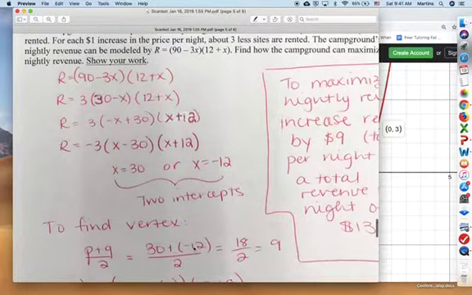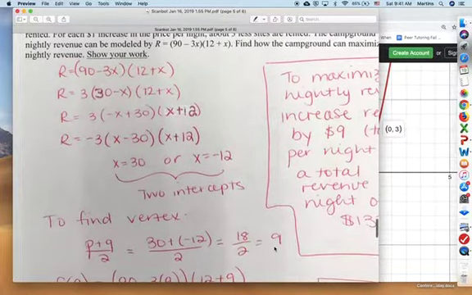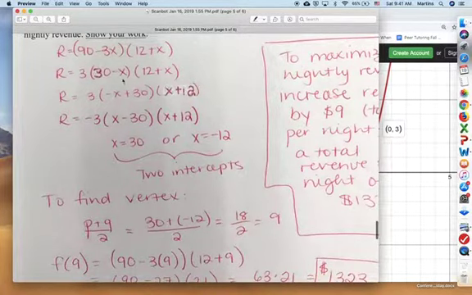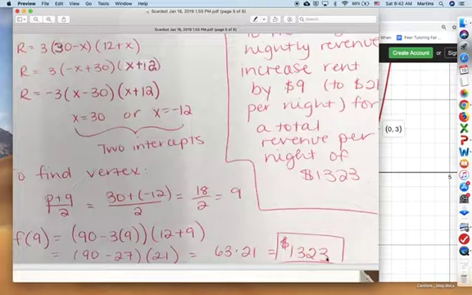So 30 plus negative 12 divided by 2 gets me 18 over 2, which is 9. And now that I know the x-coordinate of my vertex, I can plug in 9 for x, and I can figure out what the revenue would be. Okay, so 90 minus 3 times 9, again, I'm just taking this original equation, and wherever I see an x, I'm plugging 9 in. And that helps me find the vertex at 1, 3, 2, 3.